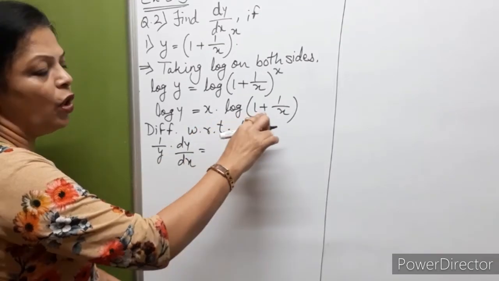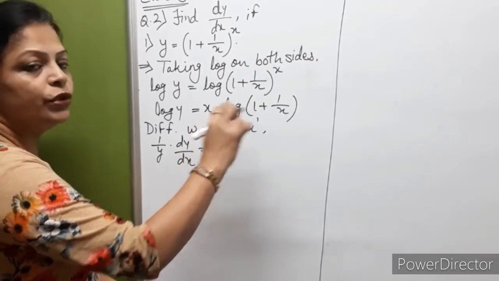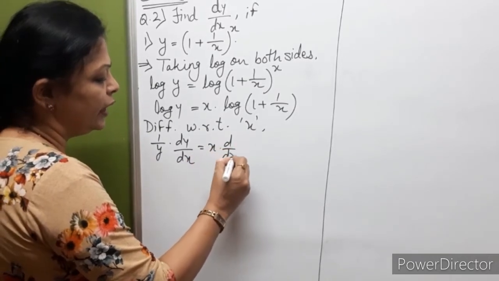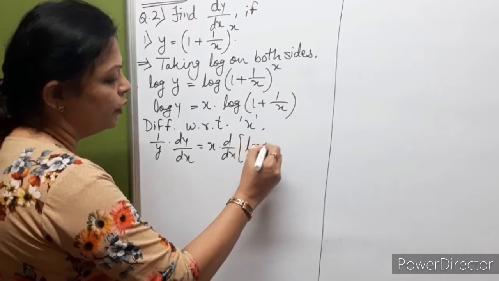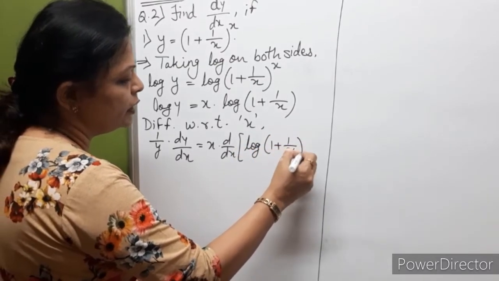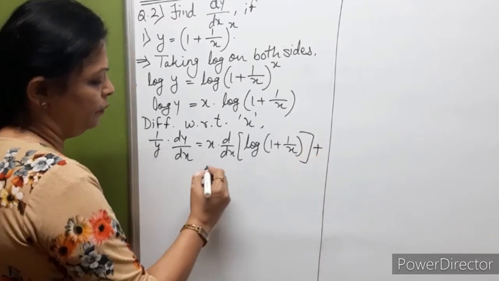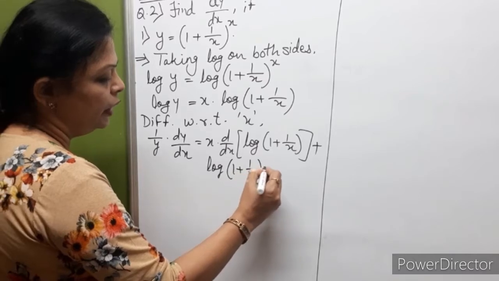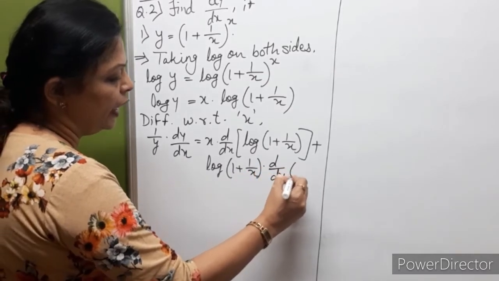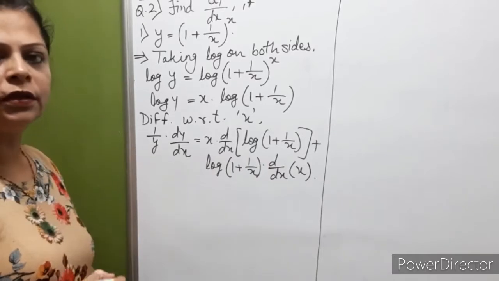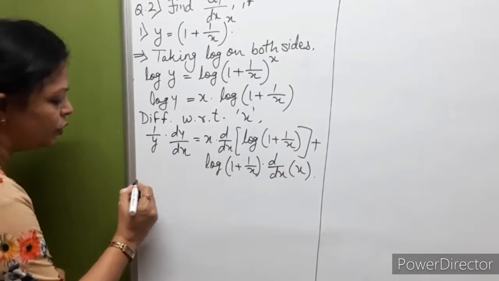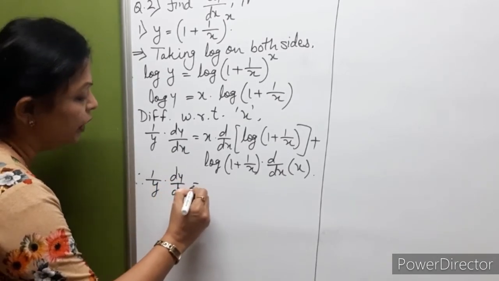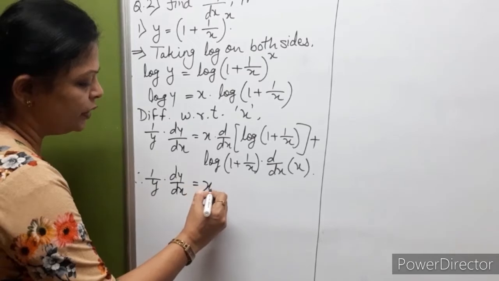Now this is x into log function, so you have to use the u into v formula. So you will write x into d dx of log of (1 plus 1 upon x) plus log of (1 plus 1 upon x) into d dx of x. Correct? Now let us simplify. So you will get 1 upon y into dy by dx is equal to x into.